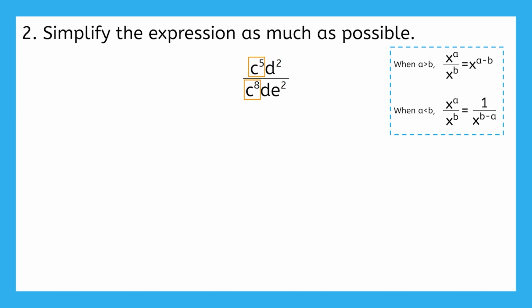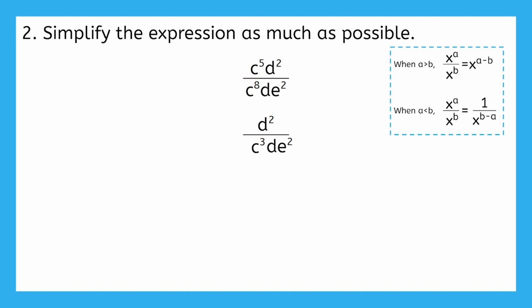Based on these exponents, will the final c component be in the numerator or the denominator? C to the power of 8 has a larger exponent than c to the power of 5, so the final component will be in the denominator.